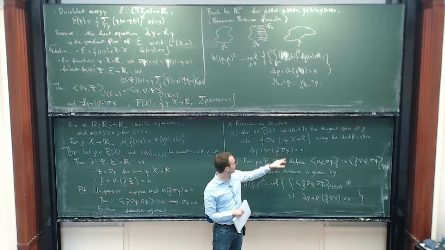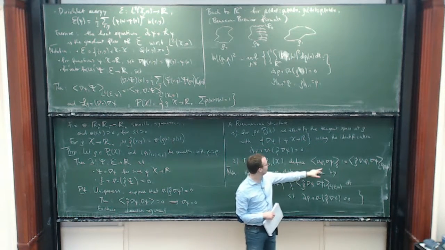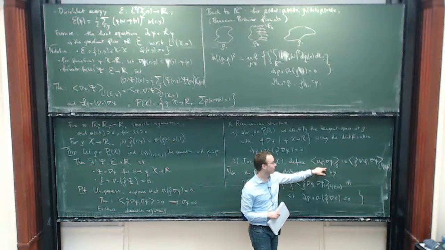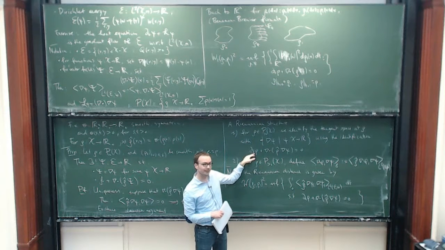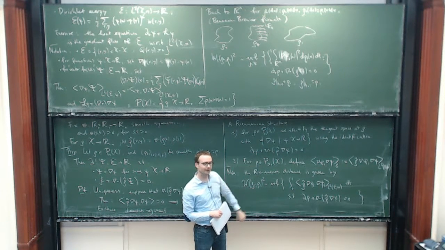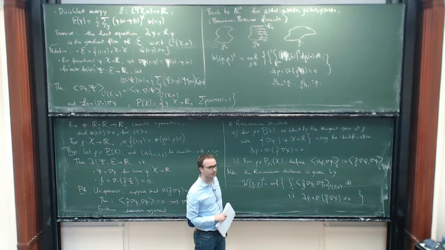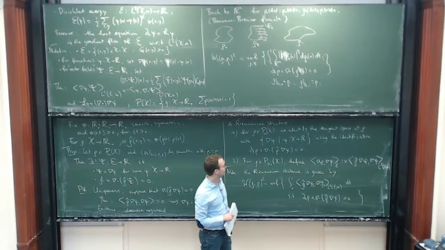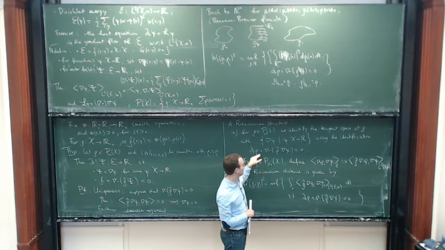And I'm doing this because I want to describe the scalar product on my tangent space. The scalar product on my tangent space is given in this step two by this formula. There's not really an easy way to describe the scalar product directly on this guy. No, but I want to describe the inner product on these tangent vectors.